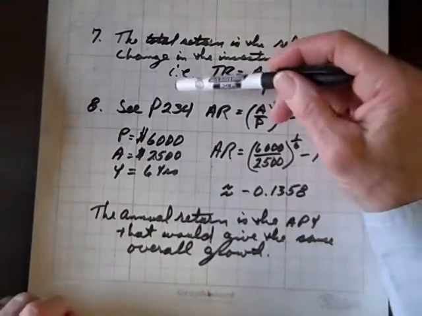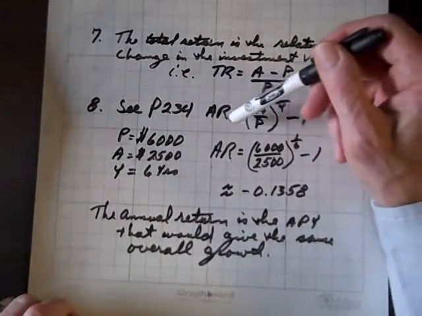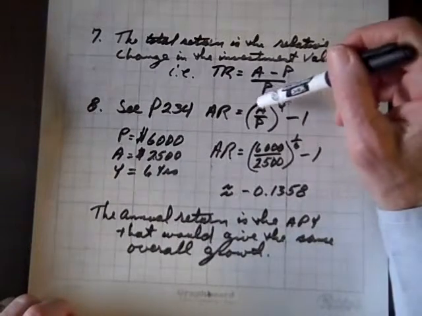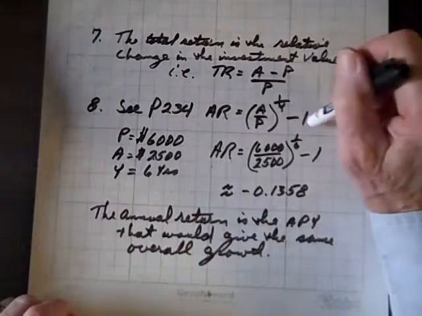For number 8, we have a different kind of problem. It says 6 years after paying $6,000 for some shares of a risky stock, you sell the shares for $2,500 at a loss. Use the annual return formula to compute your annual return to the nearest hundredth. Well, this annual return formula can be found on page 234. And it is the annual return, AR, equals the accumulated balance divided by the principal, that quotient raised to the 1 over the number of years, and minus 1.